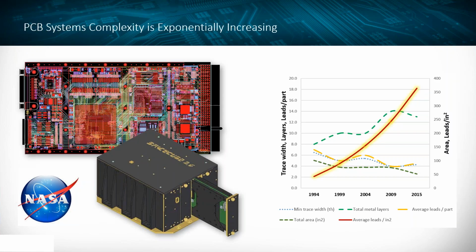So why do we need to consider doing multi-board analysis on some of our designs? This graph on the right-hand side shows that the red line is the average leads per square inch. Our designs are getting more and more packed with more functionality, smaller components, and more interconnections, and we're still attempting to do that in the same time, in the same design spin that we have always been doing. So what does this mean?